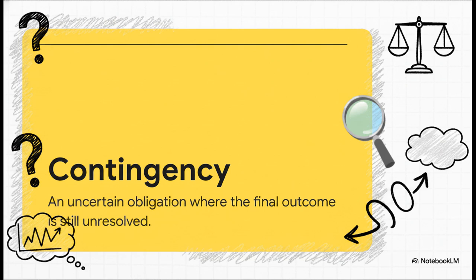So the crucial point here is understanding the difference in certainty between these two off-balance sheet items. A commitment, that's an obligation that is certain. It's happening, but it's currently immaterial for balance sheet purposes. A contingency, on the other hand, is an uncertain obligation. We know there's a potential exposure out there, but the final outcome is still totally unresolved.